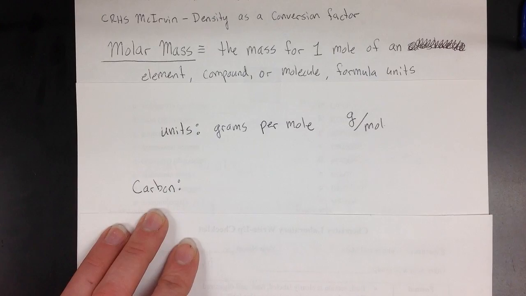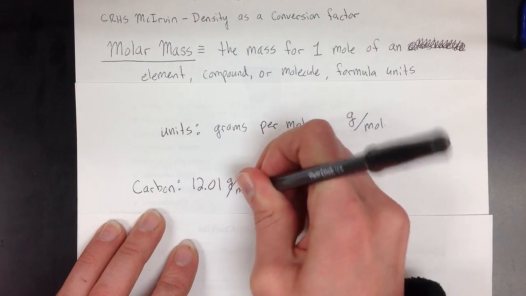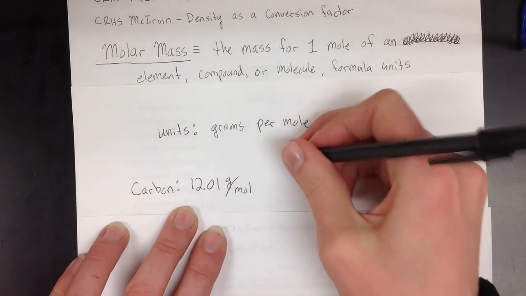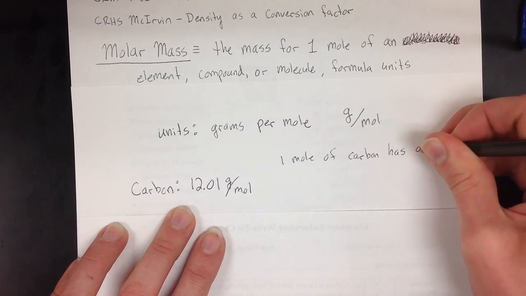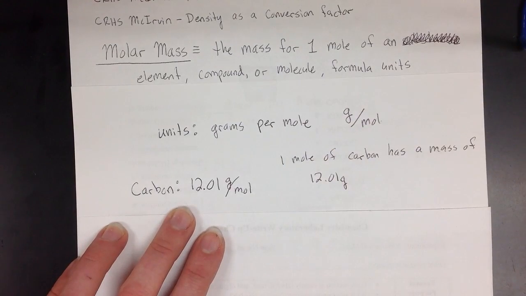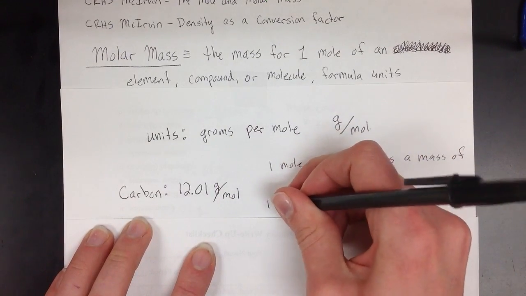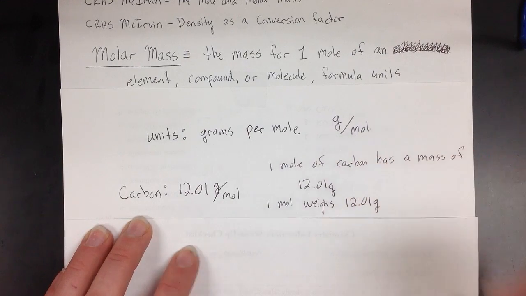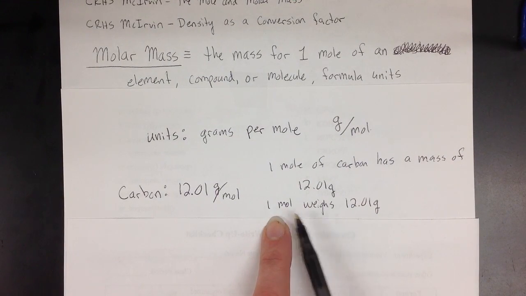Let's take an example now. Carbon has a molar mass of 12.01. Those units would be grams per mole. To dive into a little bit more about what this means, I could say that 1 mole of carbon has a mass of 12.01 grams. That is one way to interpret grams per mole. I could also say 1 mole of carbon weighs 12.01 grams. Again, molar mass is a relationship between the mass and moles of a substance, how much something weighs.